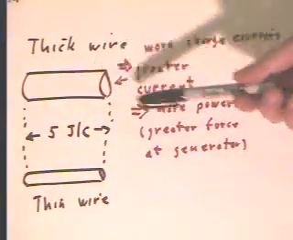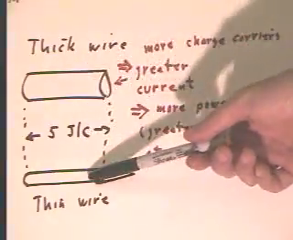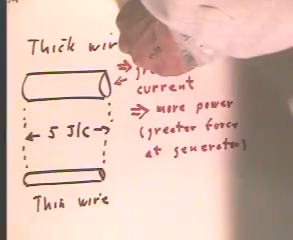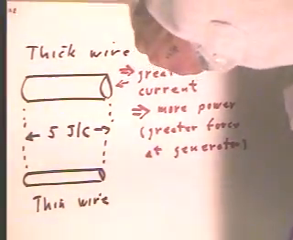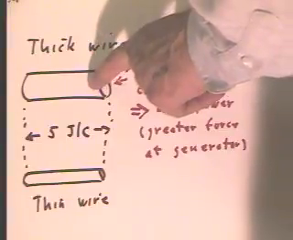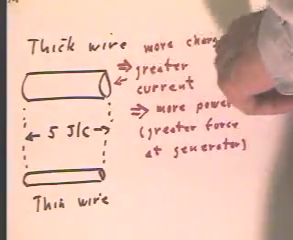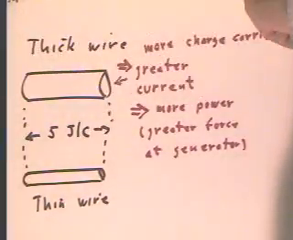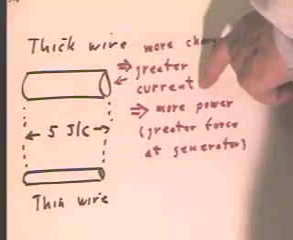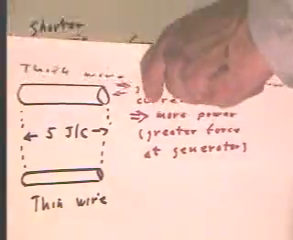Since we need more energy here, that means we're going to have to use greater force at the generator for this wire than for this wire. Again, we would say that this wire has less resistance to current flow than this wire because there are more electrons available to carry the current. So the wire with the lesser resistance will carry the greater current and require more power, and therefore more force at the generator.